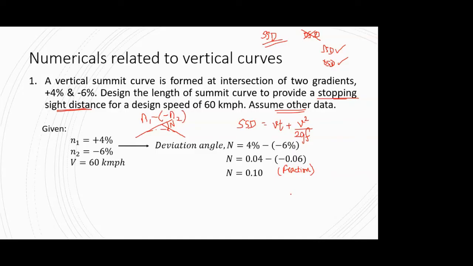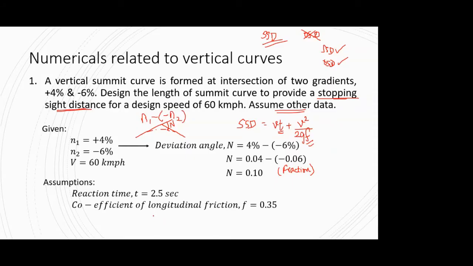For that, what we are going to need is this reaction time t and the coefficient of longitudinal friction. That will be our assumption: reaction time is the standard one we know from IRC recommendation, 2.5 seconds, and the coefficient of longitudinal friction is 0.35. Generally, it's 0.35 for any value of speed greater than 60 kmph or so.